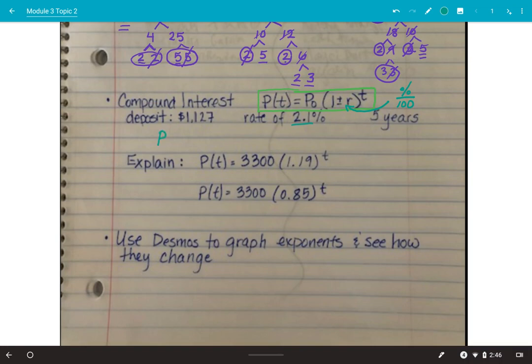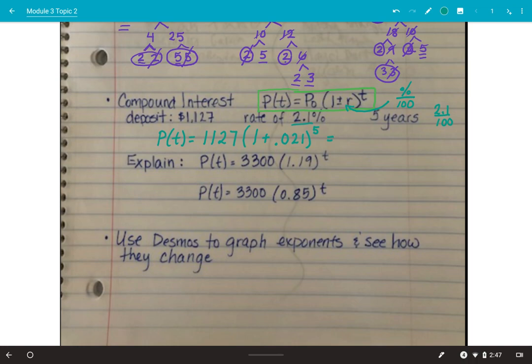So we're going to write P of T equals our original amount, so 1,127. And we're depositing it. So we're going to go 1 plus. Now I'm going to do that 2.1 divided by 100, or move the decimal 2 to the left. 0.021. And we want to raise it to 5 years.